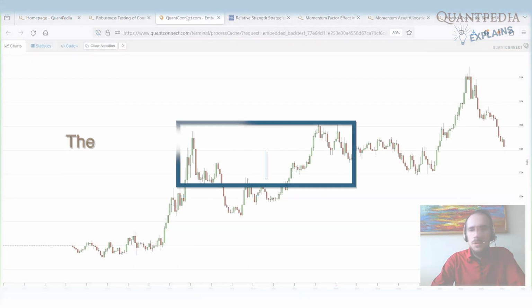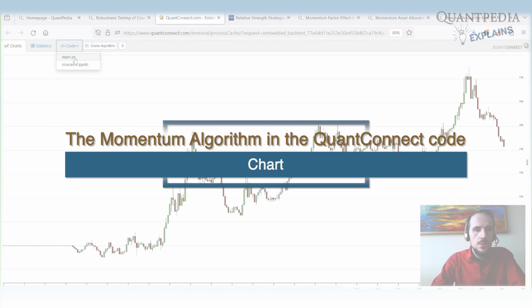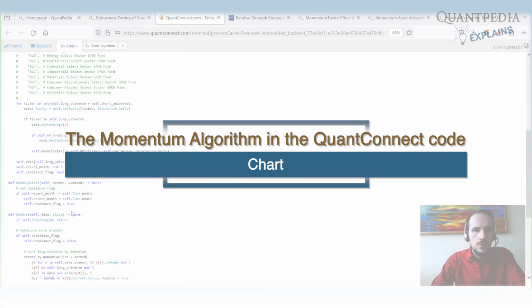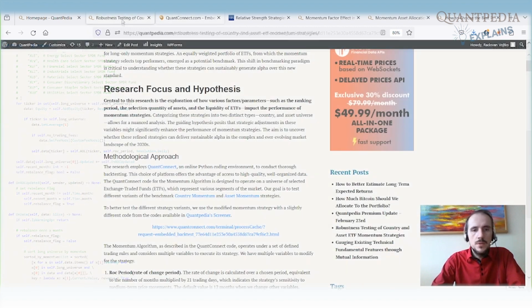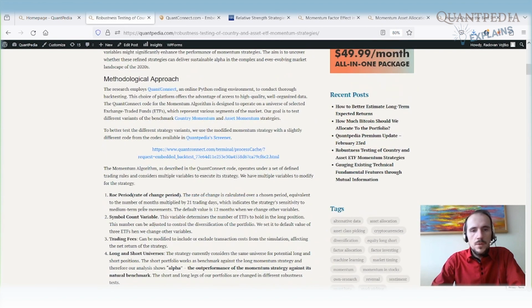For those strategies we created a code. The code is available for download in the article, so you can download the code, you can play with it, you can see what the robustness test looks like. So there are different variables. When you have a momentum strategy, you have a variable rate of change. That's the length of the momentum period. The default value is 12 months, but we tried multiple different periods.